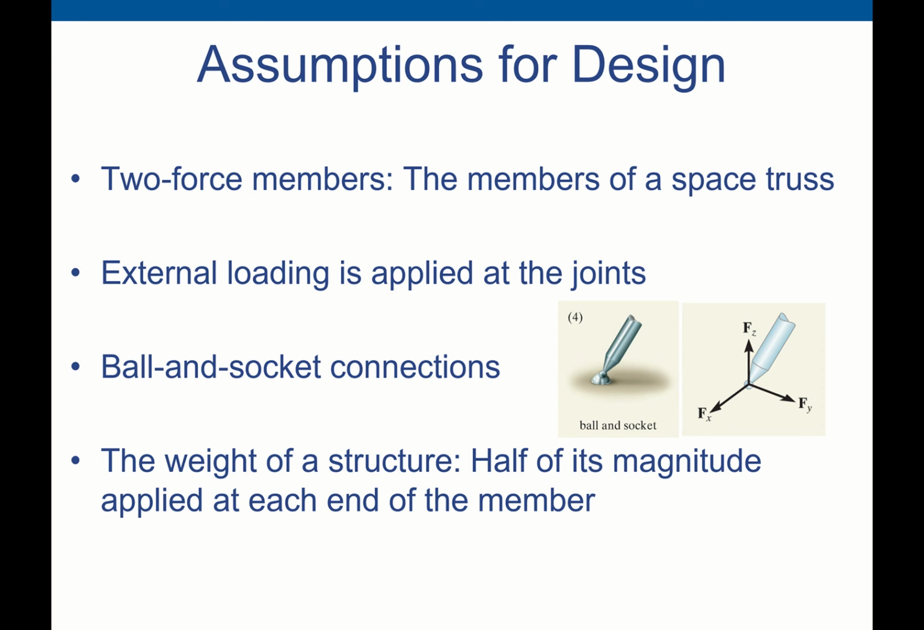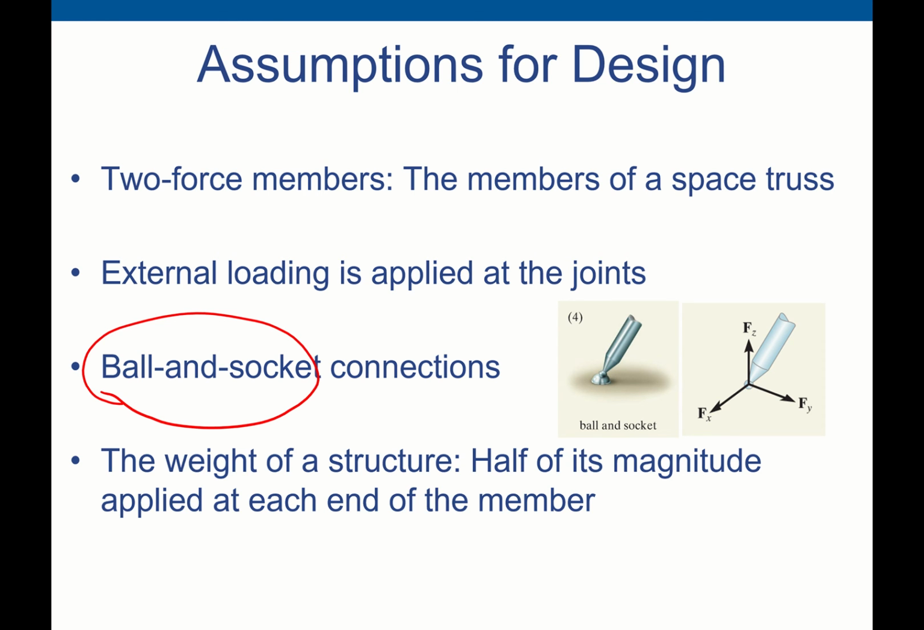So think about the tension. Tension is a pulling force, right? So it's pulling the force from the joint to another joint. Okay, and also on the other side there is a pulling force, so it pulls to the other side. The second assumption is that all the external loadings are applied at the joints. Okay, so the joint carries a lot of load. They are all connected with the ball and socket.